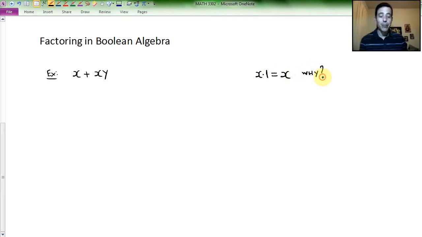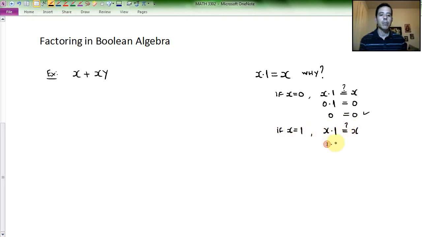So let me put that in here. If x is 0, x times 1 is 0 times 1. This becomes 0. 0 equals 0. Good. If x equals 1, then you have x times 1 equals x. You want to check that. Then 1 times 1 is equal to 1. Yes.